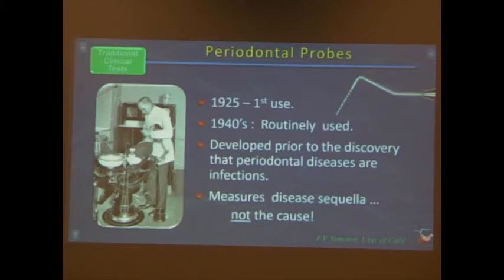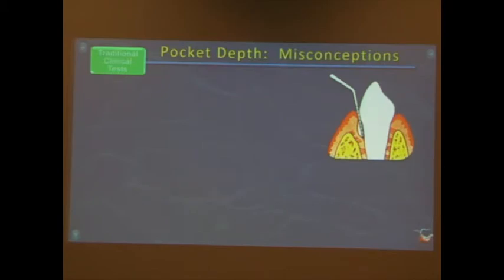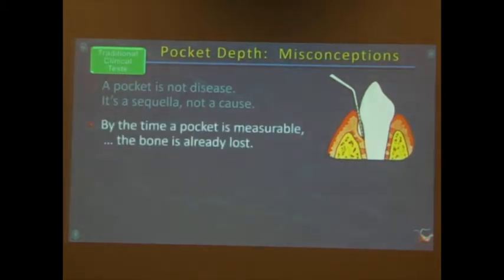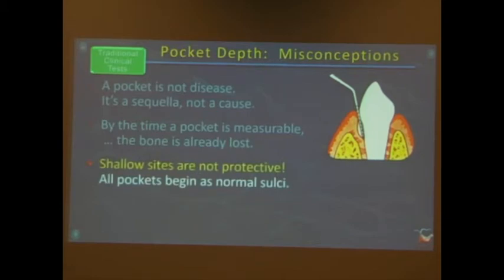You can take calculus and implant it under the skin of lab animals. Does it cause any problems, any infections? No, it doesn't. So the body can tolerate calculus perfectly well. It's only when there is a pathogenic biofilm on top of the calculus that you have a problem. And much more to the point, a periodontal pocket is not the disease. It is a sequela of the disease. It is a result of the disease process. It is not the disease itself. So what you're measuring when you measure a pocket is not disease. You're measuring historical damage to the site. And by the time that pocket is even measurable, the bone's already been lost.